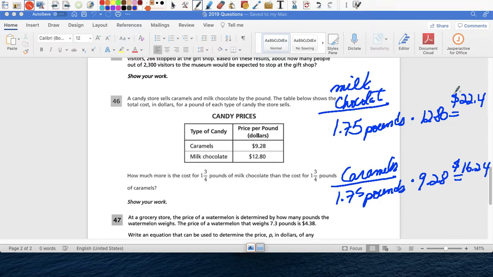Which is more expensive? Of course, the milk chocolate, because it costs more per pound, right? So now, what's the difference? How much more? You would do 22.40 minus 16.24. And you get $6.16. And that's the difference.